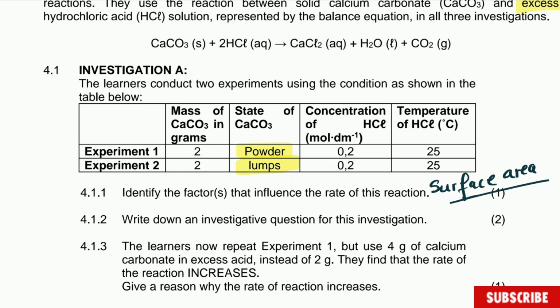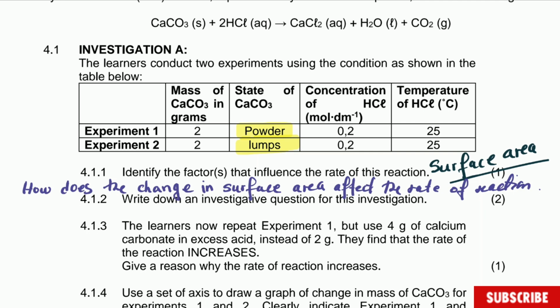Write down an investigative question for this investigation. An investigative question could be: how does the change in surface area affect the rate of the reaction? This point here is important. How does? You cannot say "does the change in surface area affect the rate of the reaction". So it must be like "how does", or you can say "what is the relationship between surface area and rate of reaction".